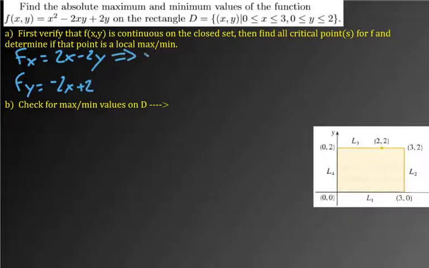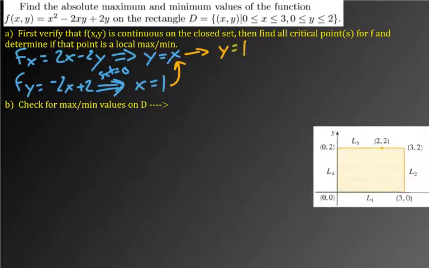Here, this is going to basically reduce and say that y has to equal x, if it needs to equal 0. And then likewise, here if we set it equal to 0, then we would get x is 1, right? And so now if you sub that in here, it's saying that y also equals 1. So the point (1, 1) is a critical point, and if you plug (1, 1) into the function, you'll get 1, okay?